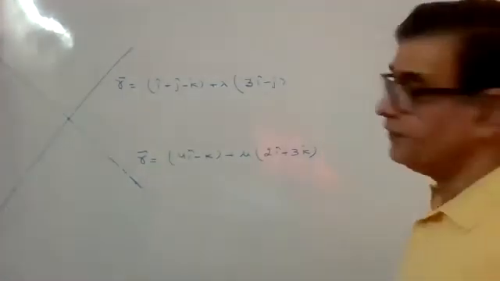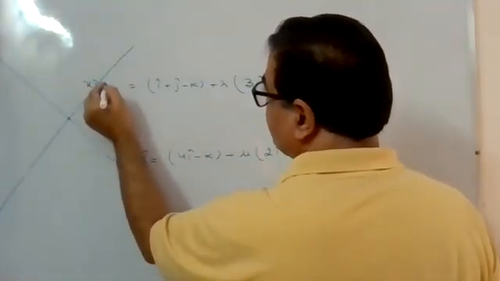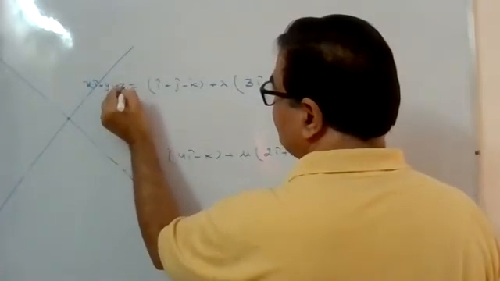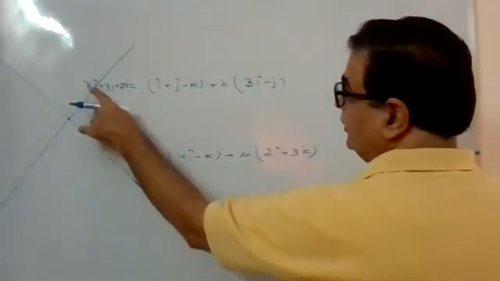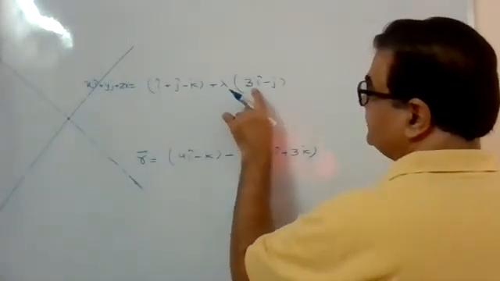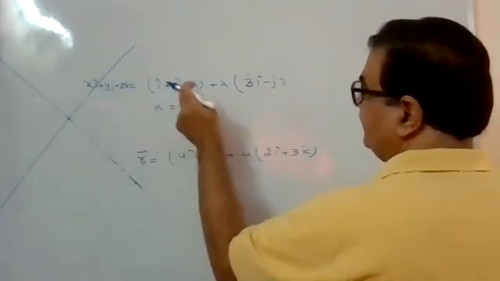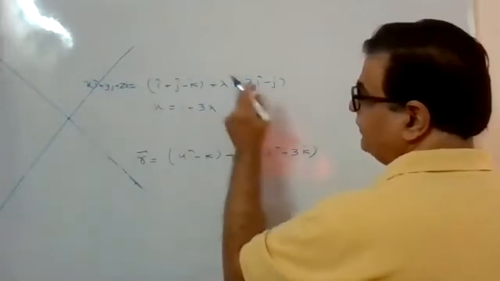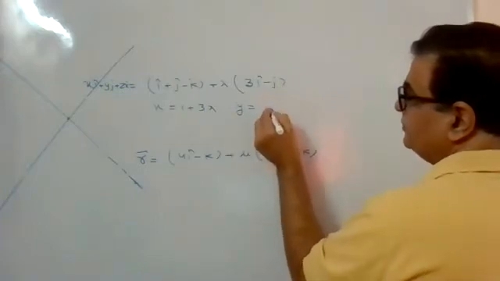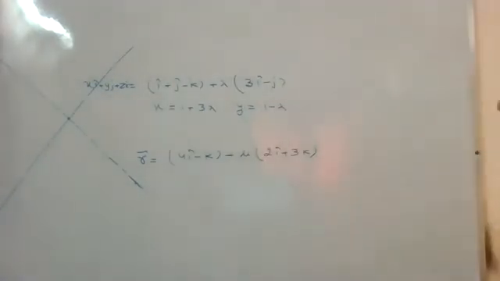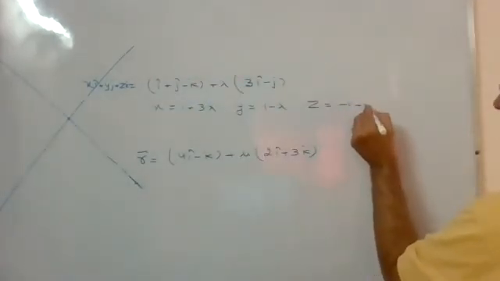So again we go for the general point. How will you write the general point? What is R in this case? I told you earlier also, the general point is xi plus yj plus zk. This is your R. Now what will be the x coordinate? X will be 1 plus 3 lambda, comparing i cap with i cap, j cap with j cap and k cap with k cap. What will y be? 1 minus lambda. And what about z? It will be minus 1 plus 0 lambda.